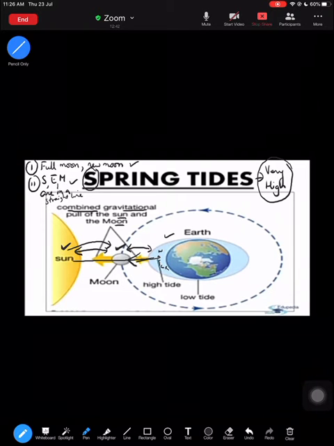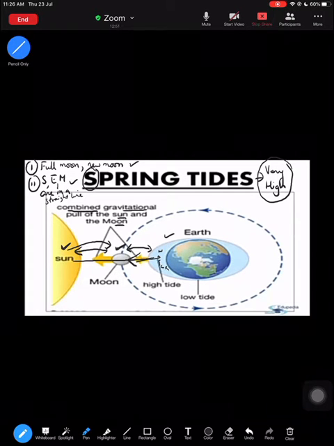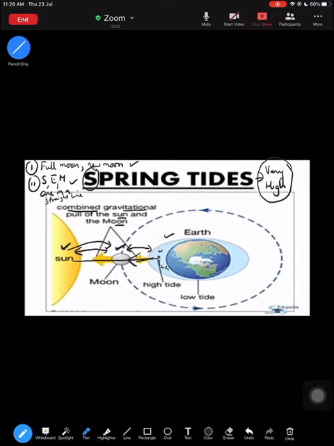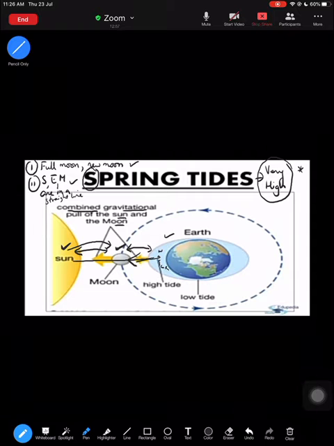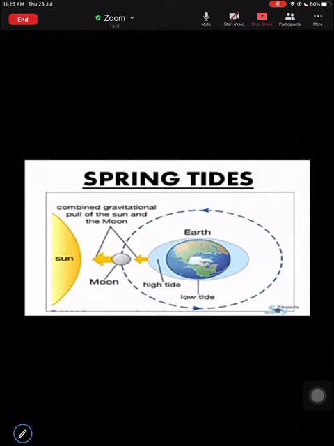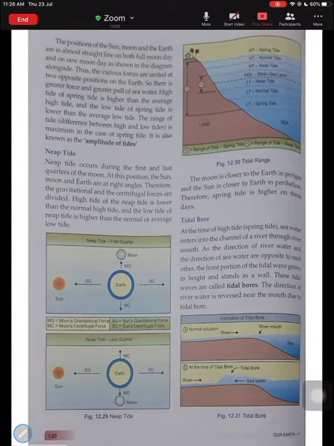So try to connect. What happens when they're in a straight line? There is a combined effect. The sun and the moon combine their energy in pulling more water. That is why spring tides have really very high tides. Okay, so that is about spring tides. Moving to the second tide, that is the neap tide.